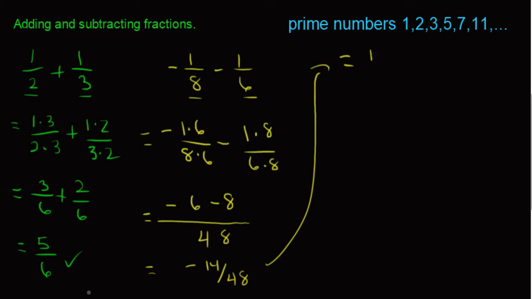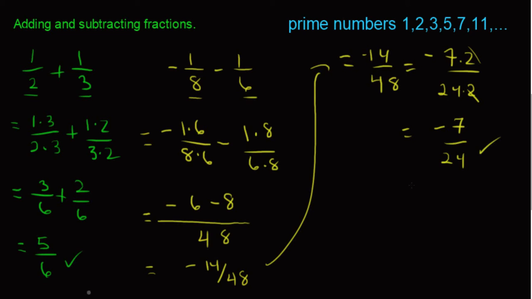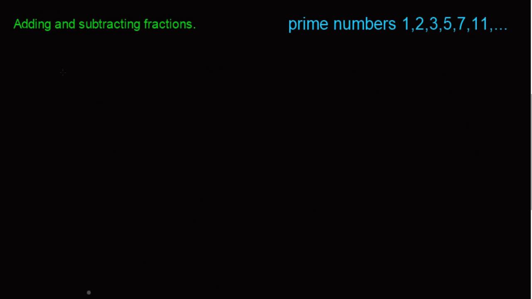Equals, I'm going to break this down. 48 and 14, both even numbers, gives me a negative 7 times 2 over 24 times 2. Cancel the 2's, gives me a negative 7 over 24, simplest form. So let's look at another example.